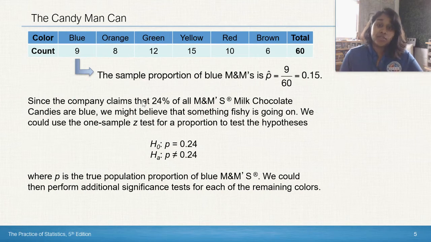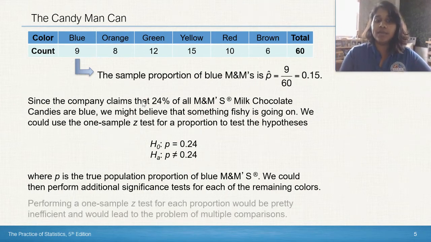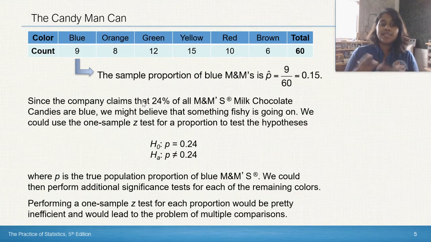In the previous chapters, you might have tried to use a one sample z-test for a proportion to test the hypothesis. So your null would have been that p is equal to 0.24, and your alternate is that p is not equal. It would have been a two-sided test, and p is just the population proportion of blue M&Ms. But if that's all we're testing is the blue M&Ms, what about the remaining colors? That seems pretty inefficient.